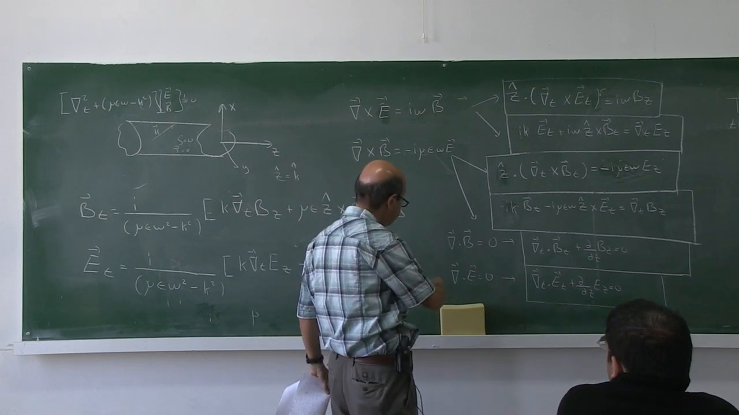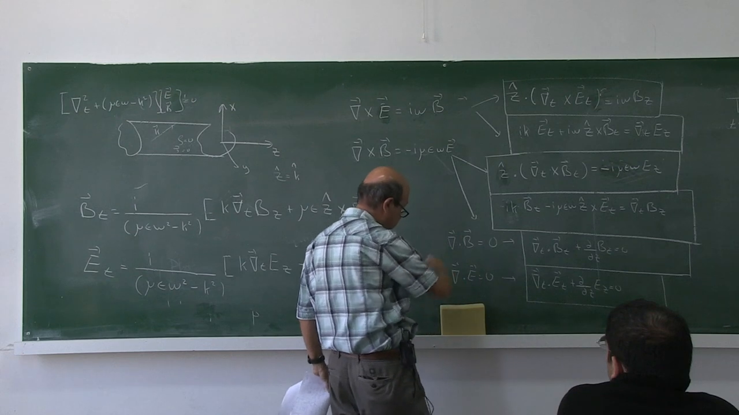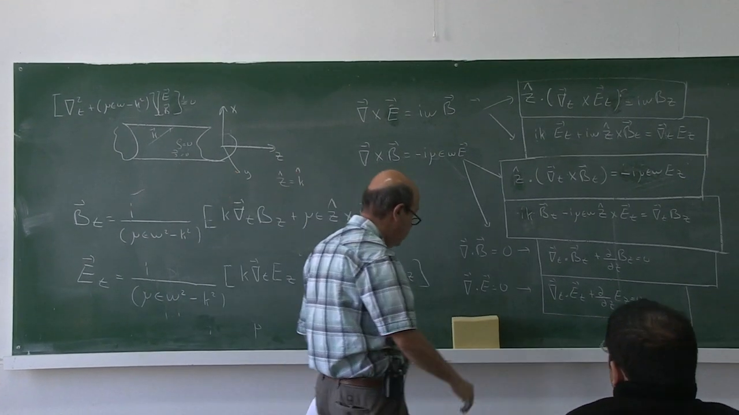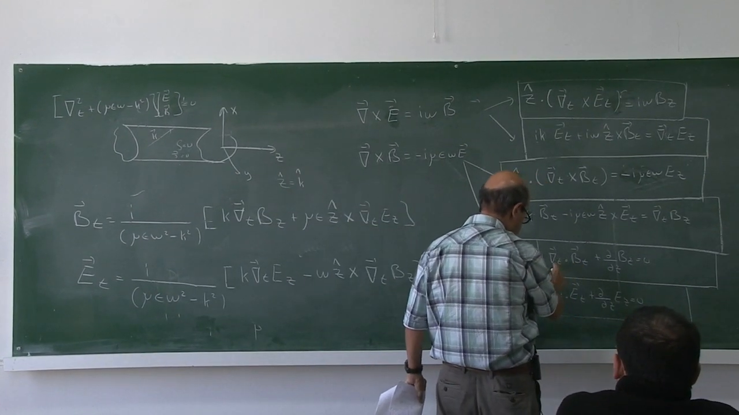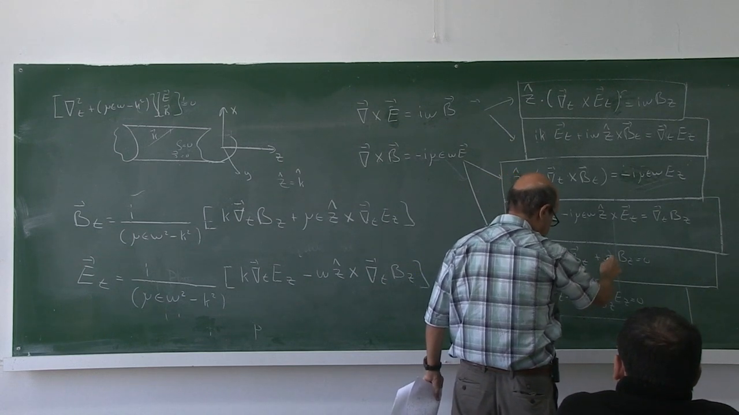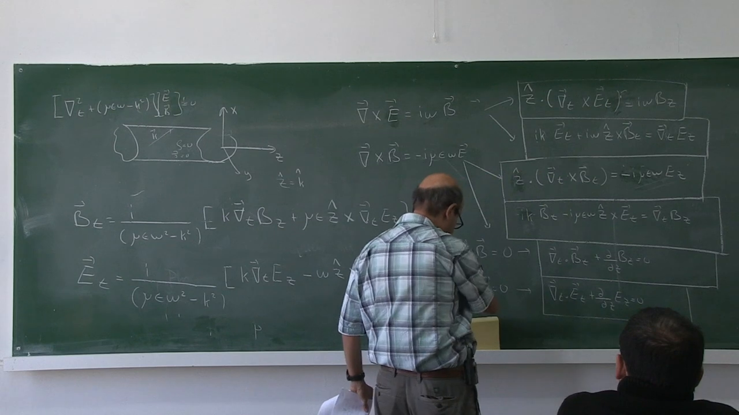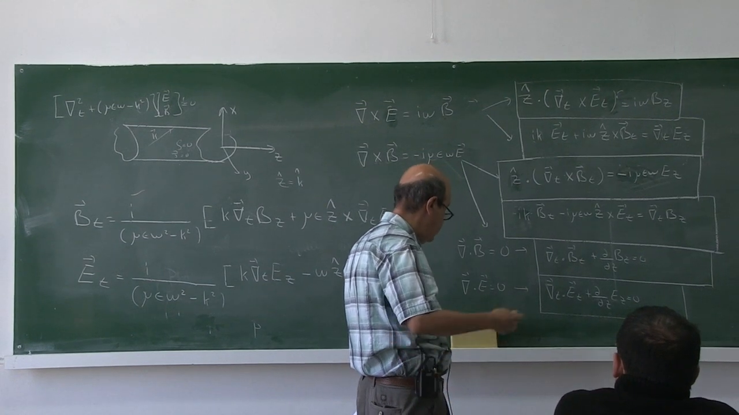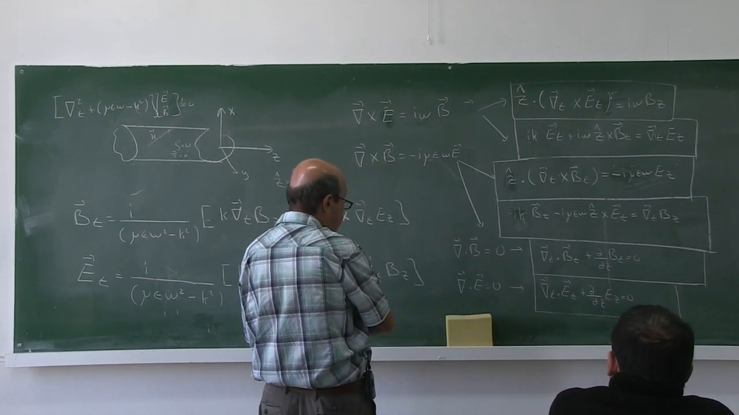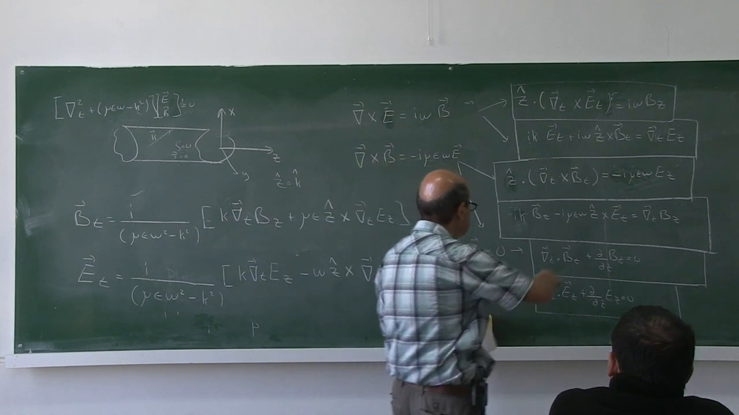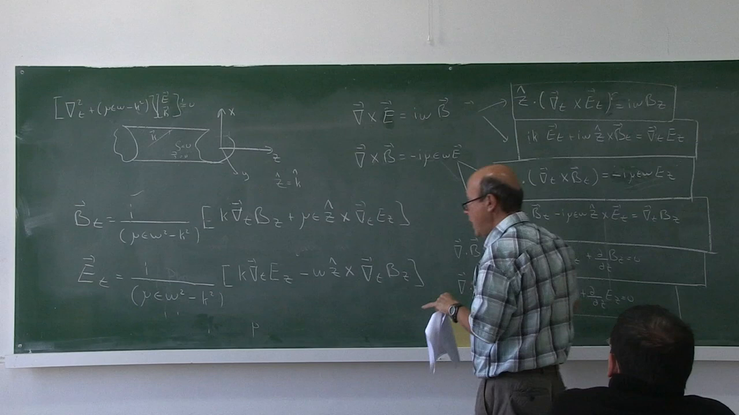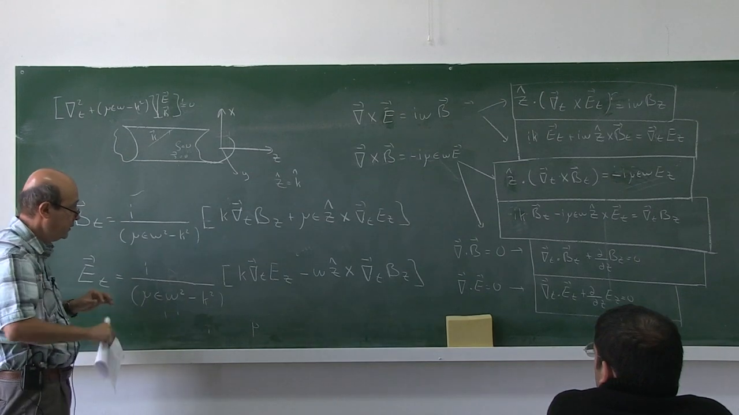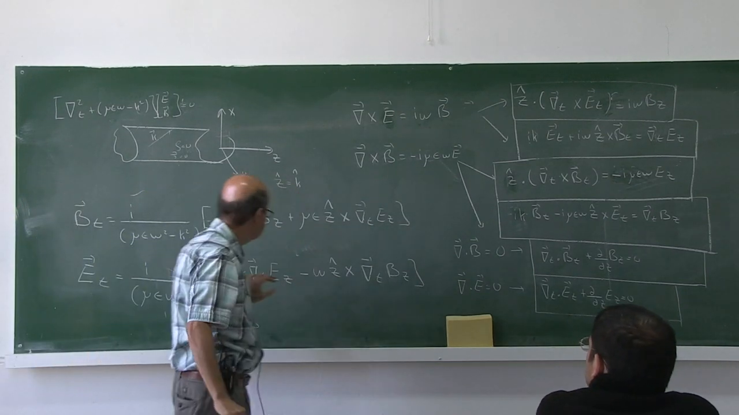Then we have one scalar equation, del dot B is equal to zero. There are no magnetic monopoles, and you can write this scalar equation in two pieces: del dot B transverse plus del BZ over del Z is equal to zero, and del dot E transverse plus del EZ over del Z is equal to zero. Then we pick up these equations and write the transverse components of the electric and magnetic fields in terms of the Z components.